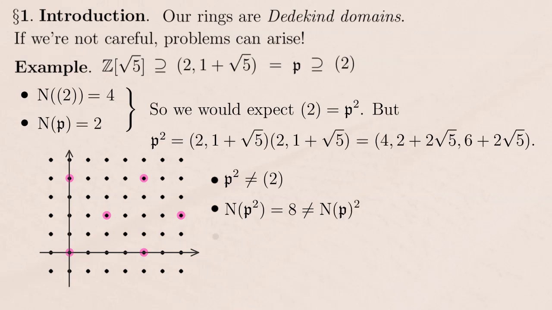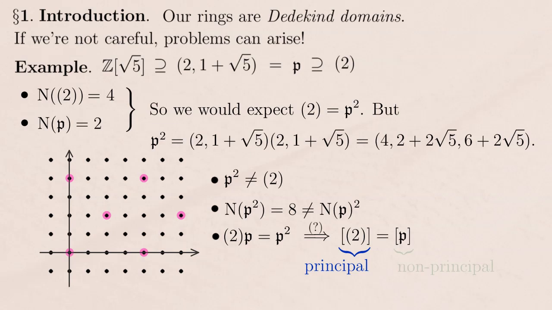In fact, you can check that 2 times P is actually equal to P squared, so if what I told you about ideal classes is true, we should be able to invert P. The class of the ideal 2 in the ideal class group should be equal to the class of P. But the class on the left contains only principal ideals, and the class on the right contains only non-principal ideals. So what's gone wrong? Well, the problem is that Z adjoin root 5 isn't a Dedekind domain.